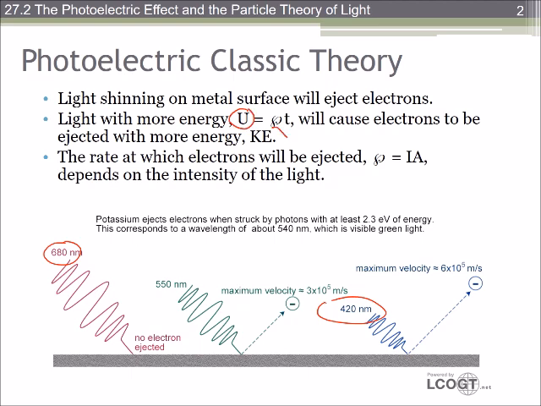This has to do with intensity. If we have a really bright red light, it should eject electrons with more energy than a blue light because it has more energy. So the rate that electrons will be ejected has to do with the intensity of the light.